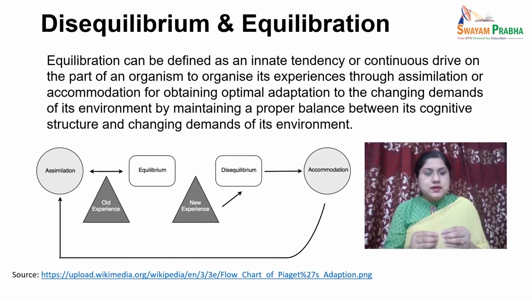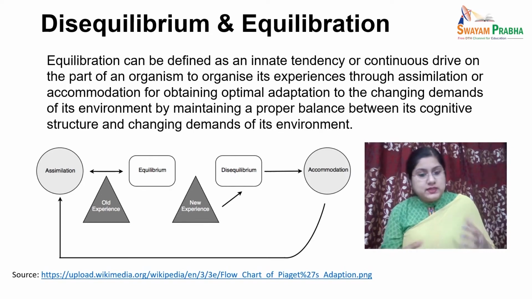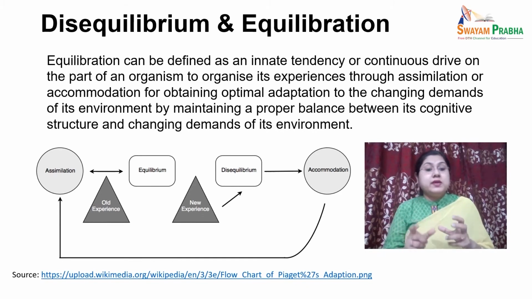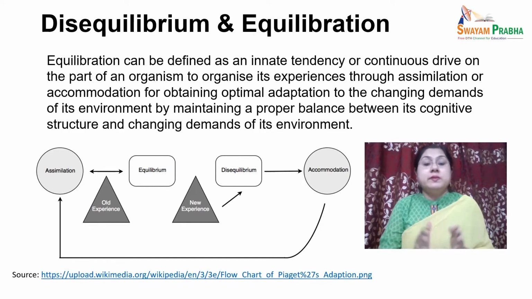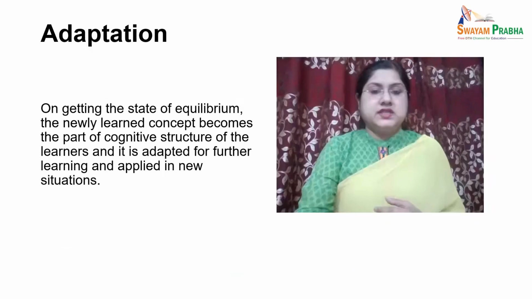So it is the individual feeling uncomfortable. This equilibrium is basically the process where the person feels uncomfortable and starts reorganizing his cognitive structure for equipping himself or herself with new ways of thinking and behavior, so that he or she can come to this process of equilibration. So this was disequilibrium and equilibration.